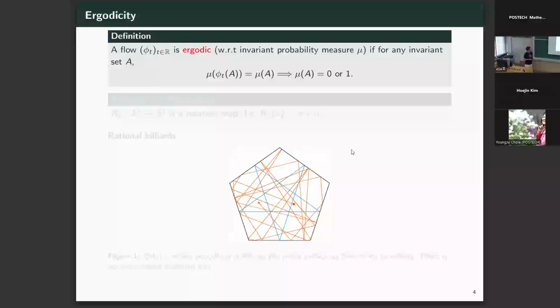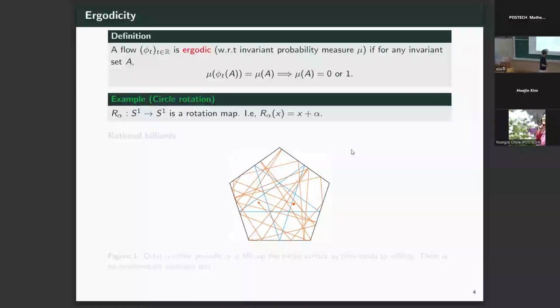So let's see some easy examples. This is a circle rotation. If you consider circle rotation on [0, 1], then 1 is identified with 0. And we can consider its orbit trajectory in the following way, and we will have n alpha. So if alpha is rational, then after some number of iterations, some natural number, it will come back to 0, because we can write alpha as p over q.